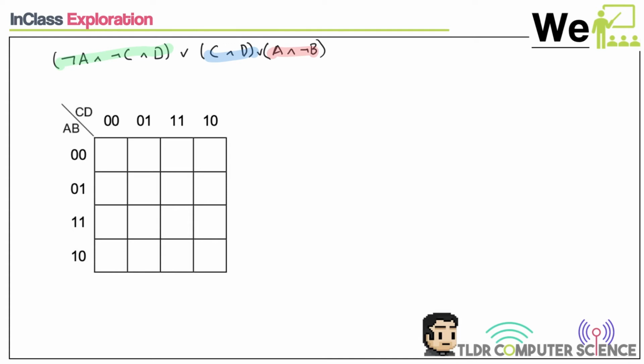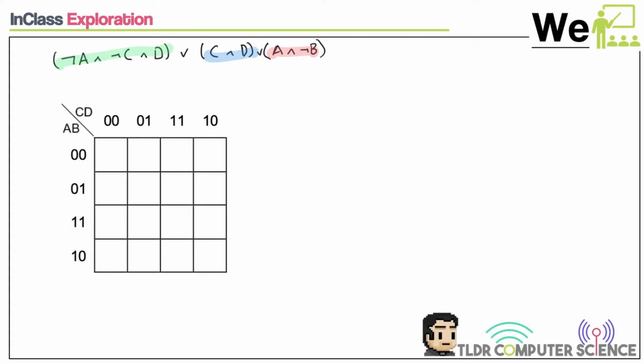So for green, we've got not A and not C and D. So where is A 0? It's here and here. So it could be in any of these 8, but also not C. And C is not here and not here. So it could be any of these 4, but also D when D's on. So it's these 2 here.